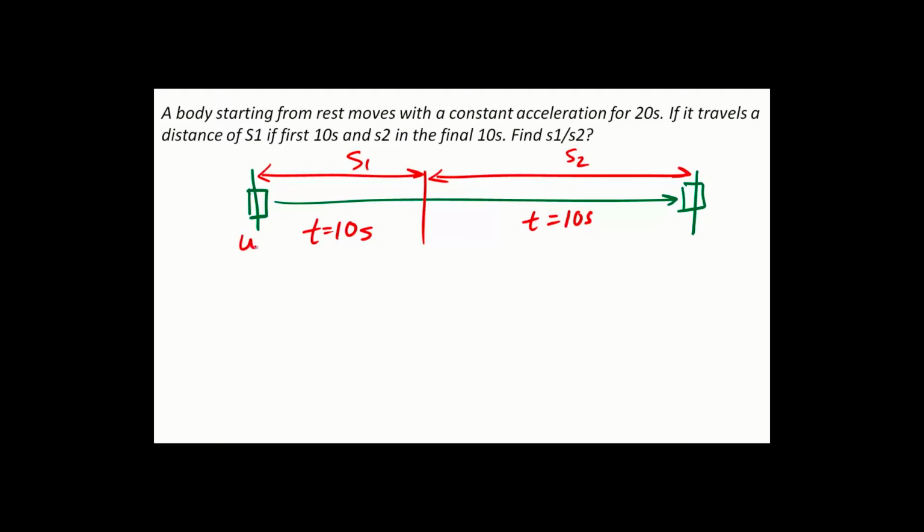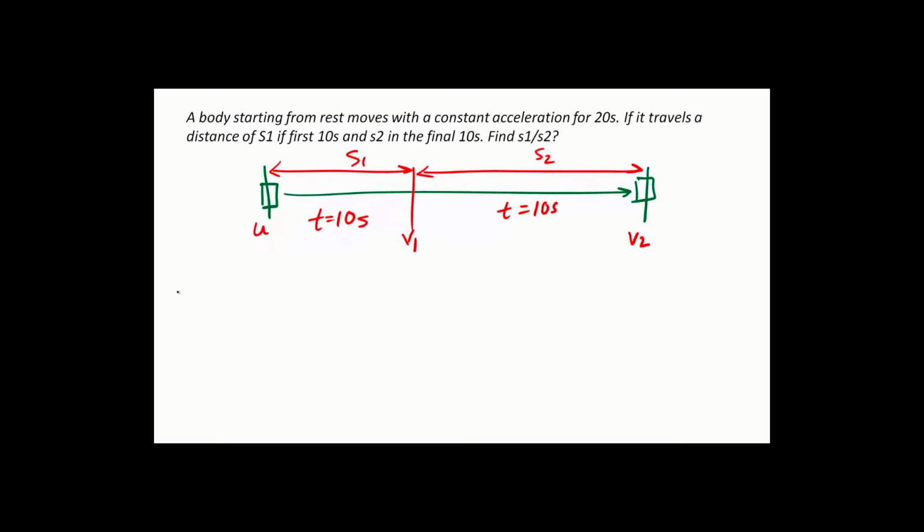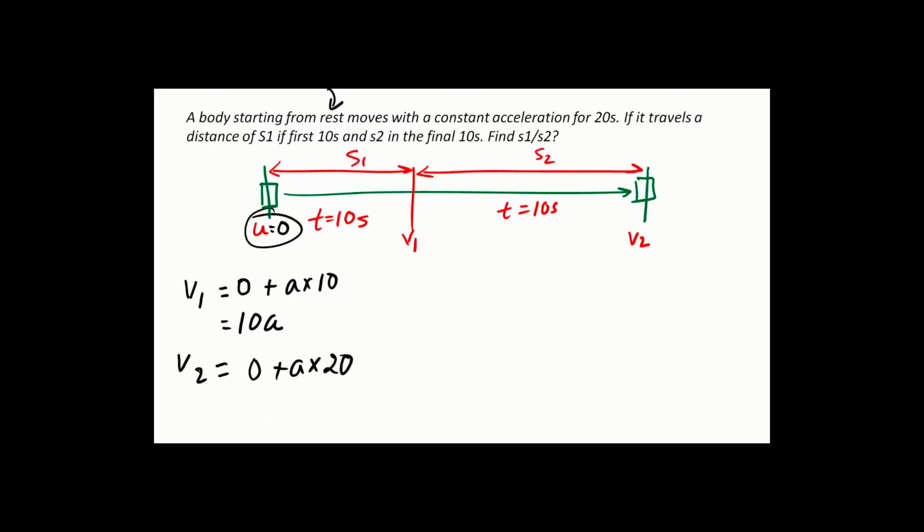Let's also write its initial velocity as u. Let's say here the velocity was v1, here the velocity is v2. Now let's start writing the equations. So first of all we can say v1 must be equal to u, which is 0 because it's given that it starts from rest. So 0 plus a into t, so a into 10. So v1 is nothing but 10a. How about v2? v2 is same, u plus at, u is 0, plus a into 20 seconds. So that would be equal to 20a.